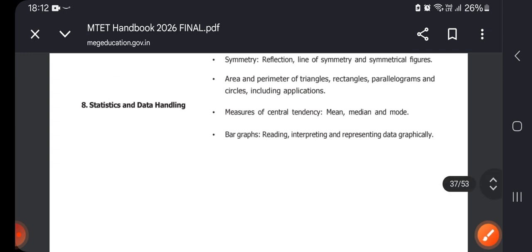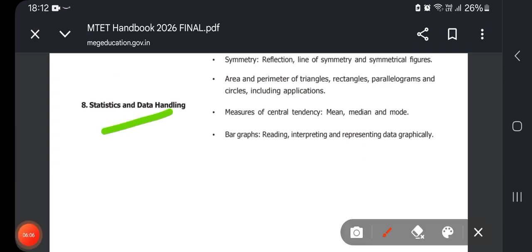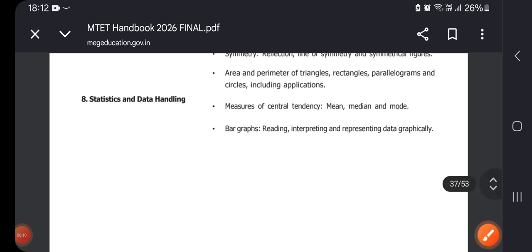Okay, now statistics will also be asked. So in statistics, mean, median, mode will be asked. Bar graph reading and interpretations will be covered.